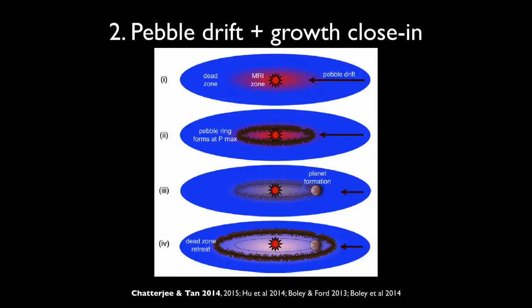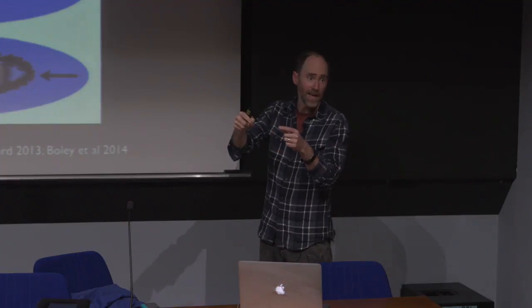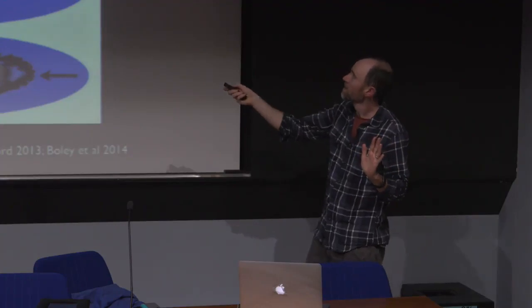Something like a pressure bump. What is a pressure bump? Basically one of those regions where aerodynamic drag is reversed. So instead of a headwind, you go from a headwind to a tailwind. And right at the transition from headwind to tailwind, stuff gets trapped. If there's one of these, and there's good reason to think it's not a crazy idea that there could be a trap like that close in, then many of these pebbles could be trapped there.